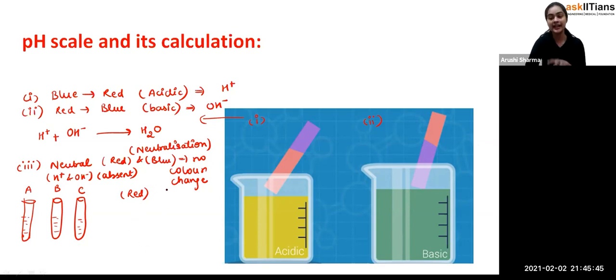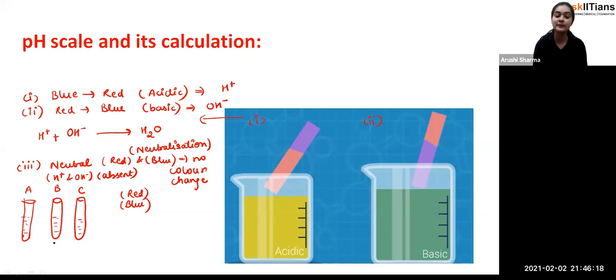If you are using the red litmus paper, in the case of neutral and in the case of acidic, it will remain red. So you will not find the difference between the acidic and neutral. That is why you have to use the blue as well. Now on the basis of that, they ask you to differentiate which of A, B, and C is acidic, which is basic, and which is neutral. So you can use the litmus paper one by one, record which is showing which type of color, and then use the blue litmus paper.